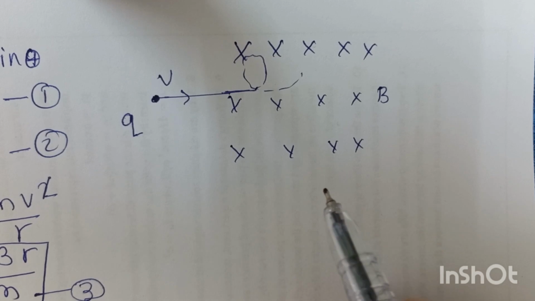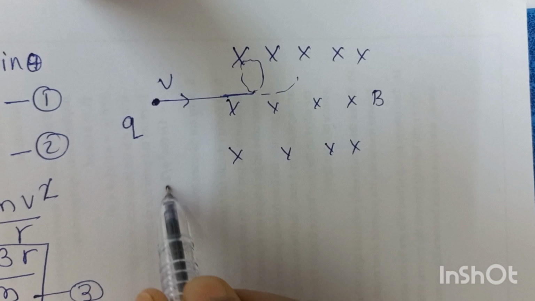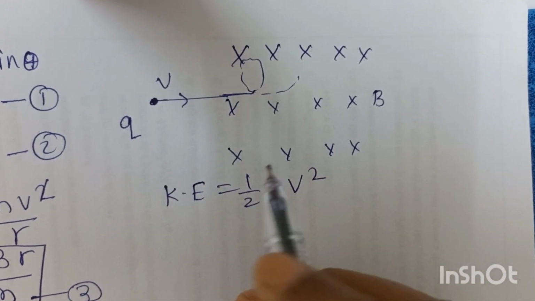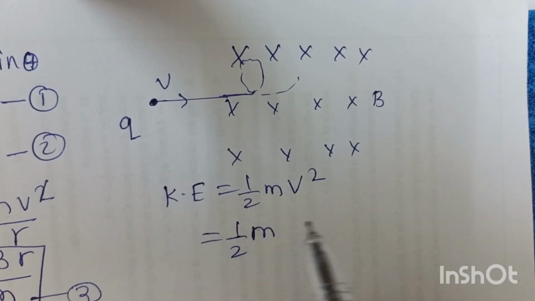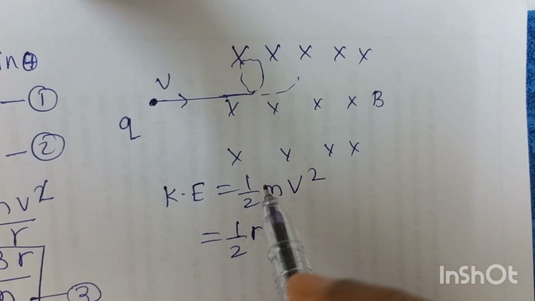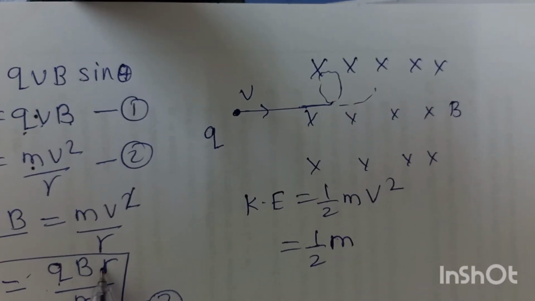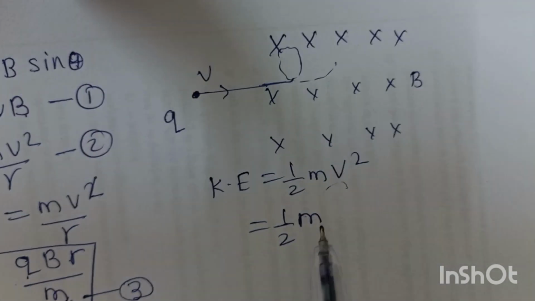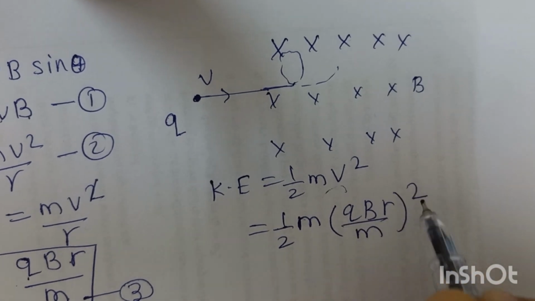Now the second part they are asking about is the kinetic energy. The normal formula for kinetic energy is nothing but half mv square. So here half you can keep as it is, the mass m keep as it is. v we have, the velocity value is nothing but qBr divided by m. This velocity value you can substitute over here. So we can write it as qBr upon m whole bracket square.